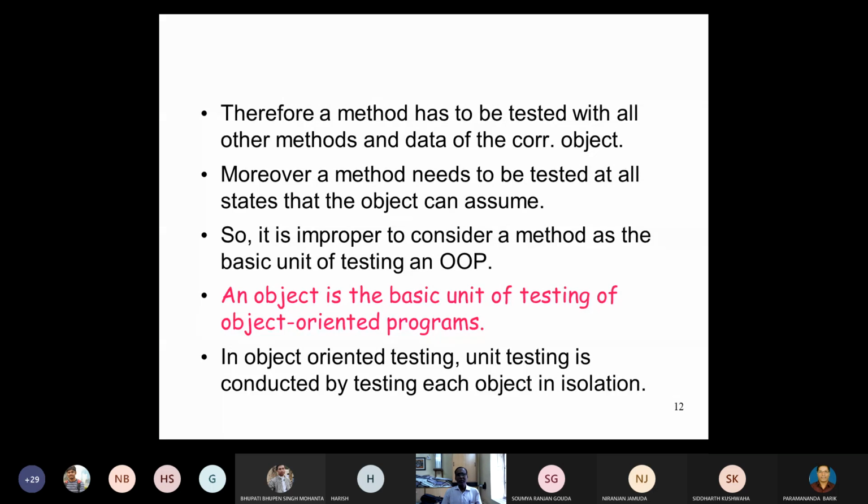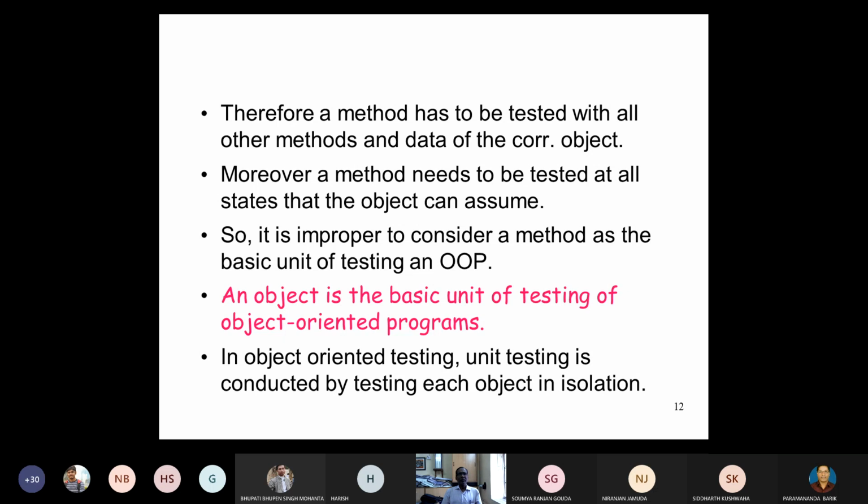Whenever you are testing a method, you have to test in all its states, not only the working state of the bank account. You have to test it in the idle state, the dead state, and the initial state. So it is quite improper to consider a method as the basic unit of testing an object-oriented program. Then what is the basic unit? An object is the basic unit of testing of object-oriented programs.